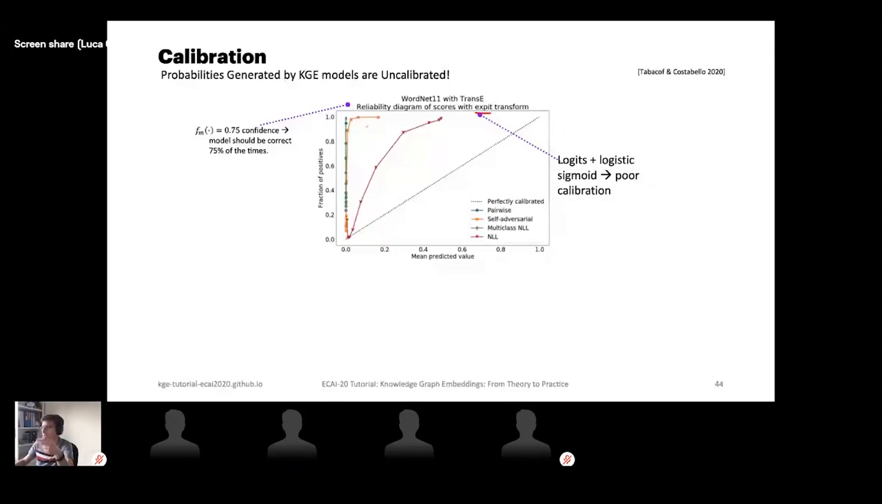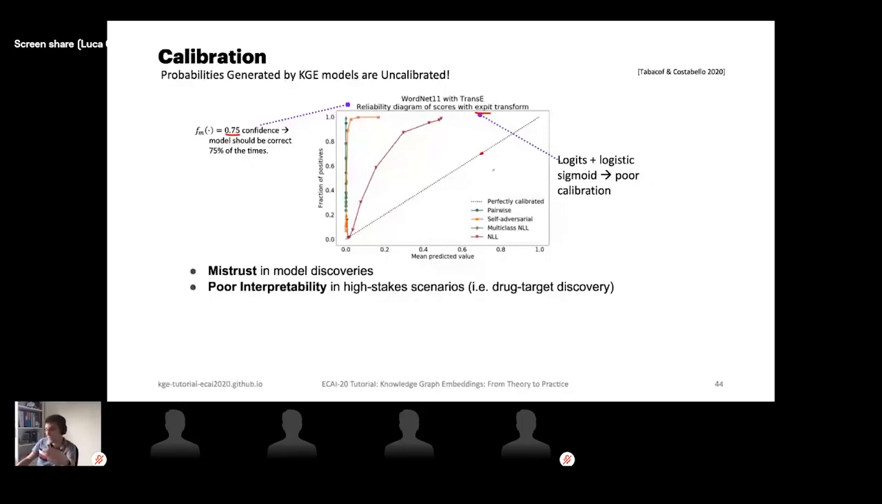So if you're familiar with calibration diagrams, a perfectly calibrated model should look like the diagonal here, but these models do not look like that. They are extremely uncalibrated, which means that, for example, if I return 75% confidence for a triple, it means that the model should be correct 75% of the time. So we should have a point that falls on the diagonal, but these models may undershoot or overshoot, right? So again, this means that discoveries, which means predicting new facts, may not be trusted that much by end users of these pipelines. Also, that may hamper interpretability, especially when you're working, say, in drug target discovery or in medical problems, right?